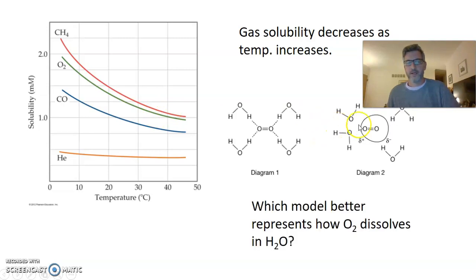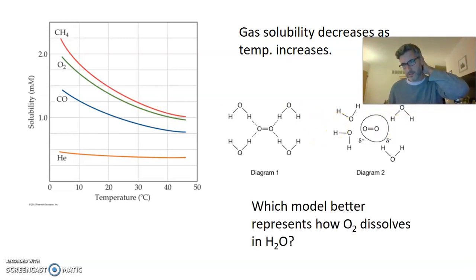And then here's a little snippet of a question from AP Central. It's asking about the actual dissolving of a gas, namely oxygen. Which model better represents how oxygen dissolves? So maybe pause for a second and think about this. What are they showing in the models? What are they representing in terms of intermolecular forces? And which one do you think is accurate?